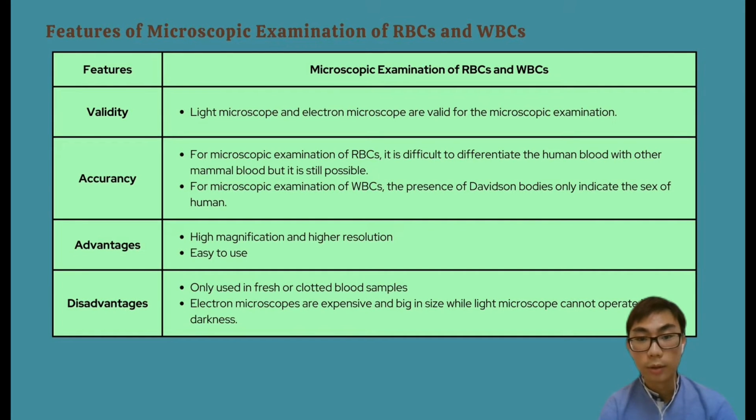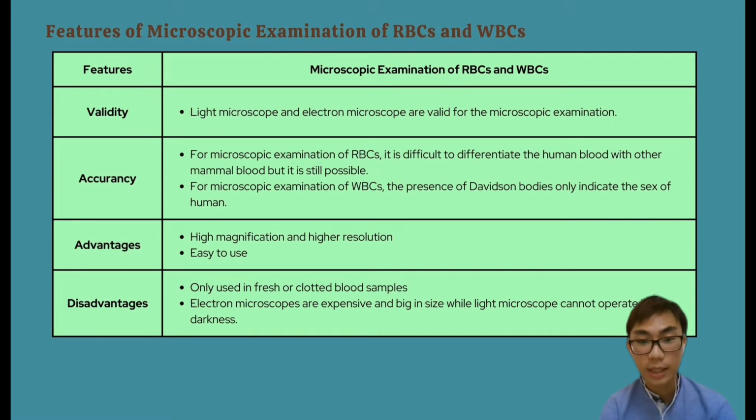And then, for the microscopic examination of white blood cells, the presence of division bodies only indicates the sex of the human. So they have some advantages. Both of them have high magnification and high resolution, and they are easy to use.